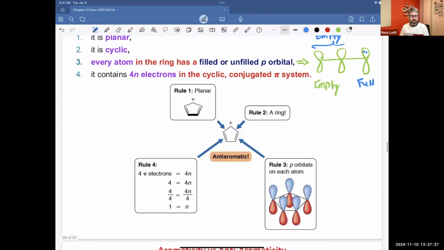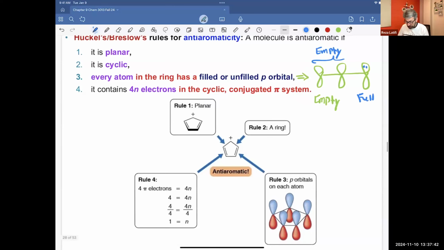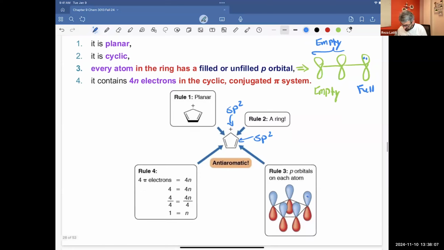Okay, so let's follow this cation. This cation is planar. How do I know it's planar? Because each carbon has sp2 hybridization, including the carbon with a positive charge. And sp2 hybridization will give us a trigonal planar geometry. So the molecule is planar. Next, is it a ring? Yes, it's cyclic. And do we have a p orbital on each atom? Yes, we do. We have 5 of them. And on 4 of them, we have electrons, and 1 of them will be empty.